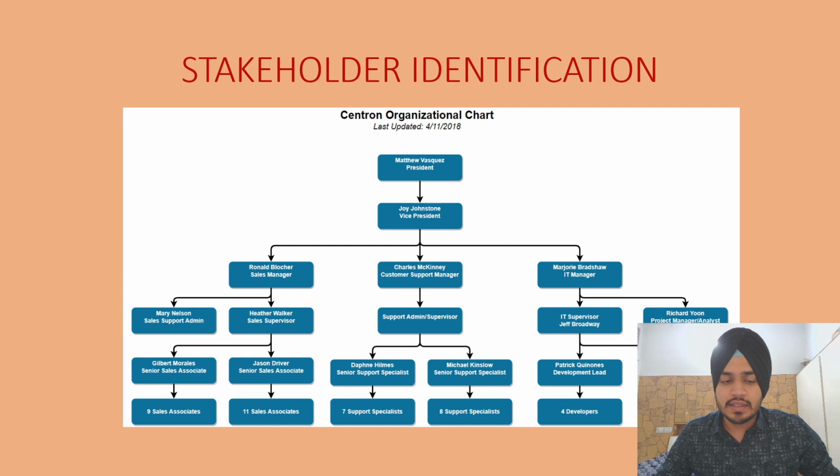If we want some information regarding the sales, we will contact the sales manager or the sales officers. And if we want some information regarding the support team, we'll ask that team. So by the organizational chart, we can easily identify our stakeholders.